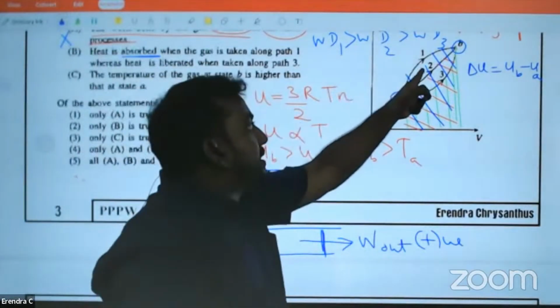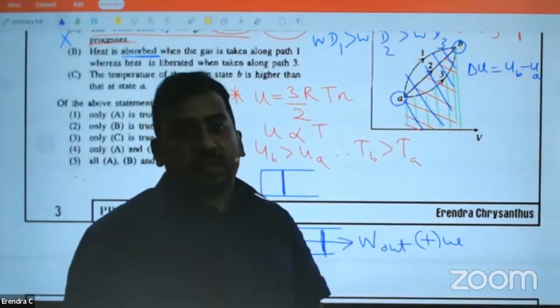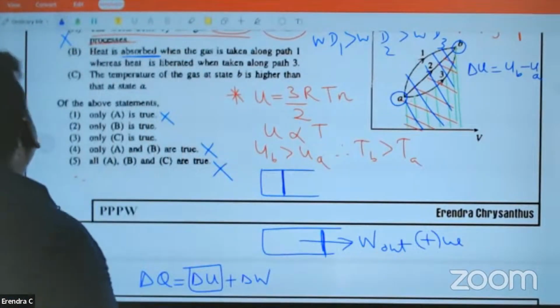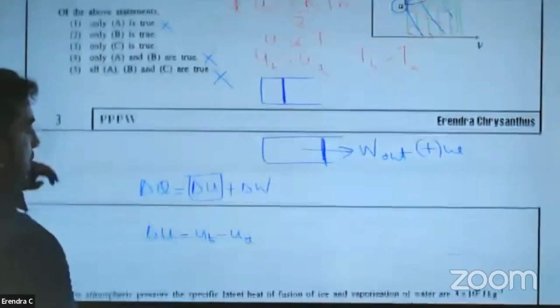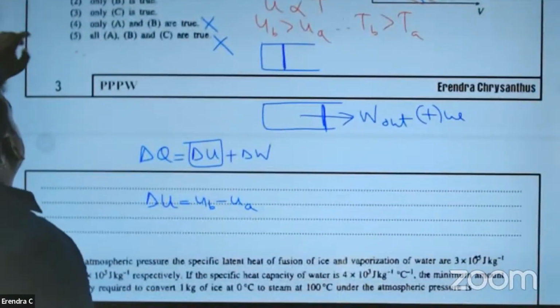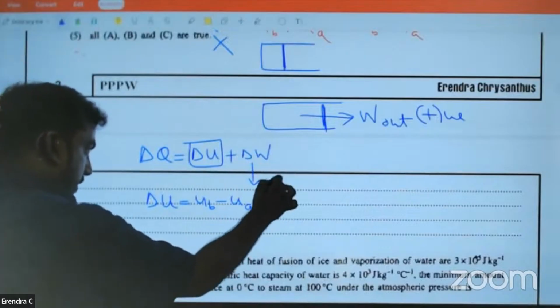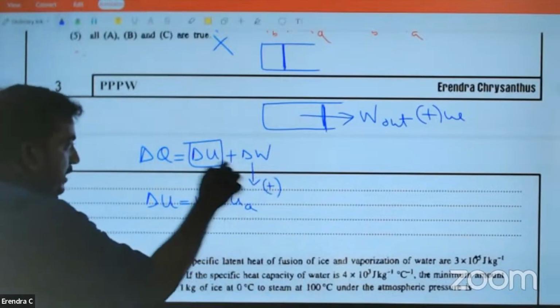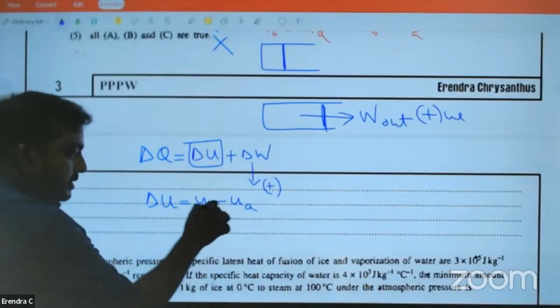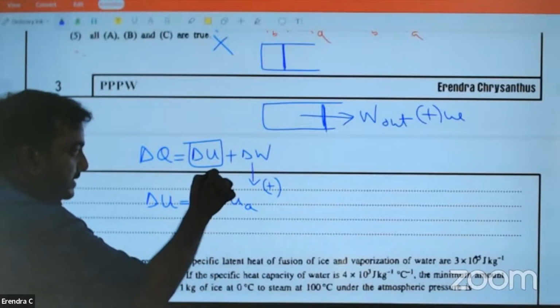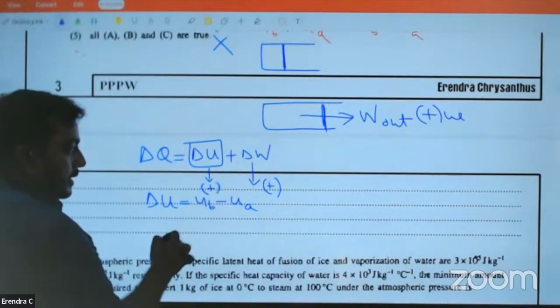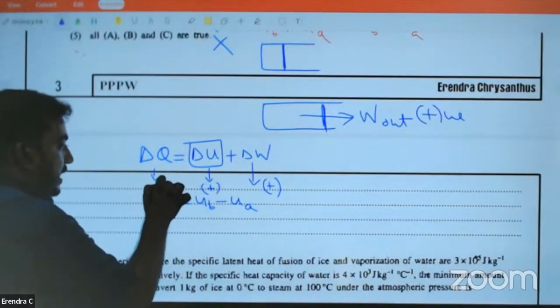In all these three processes, there is a work output. Work output means work is positive. So here work is positive, here work is positive. If work is positive, and these are fixed, this is also positive. Why? UB larger than UA is given, so this is also positive. Positive means delta Q is also positive.